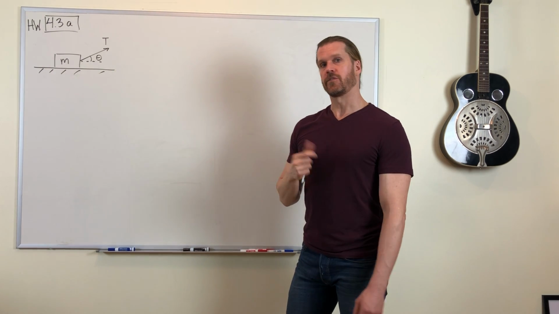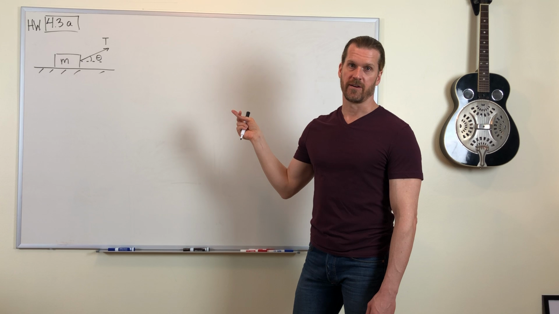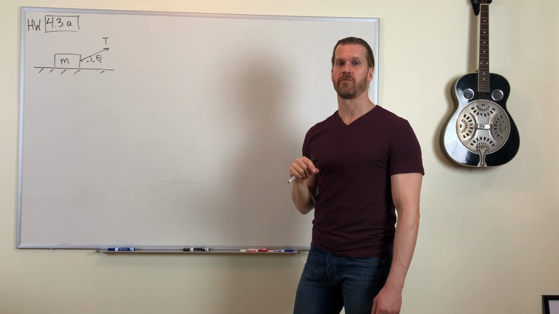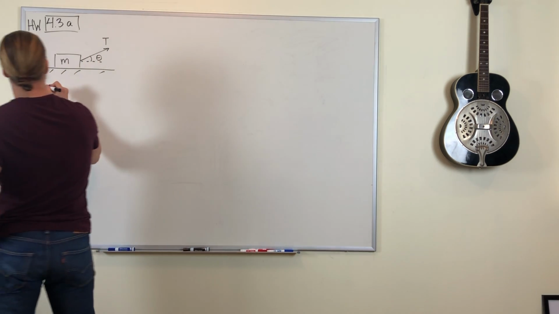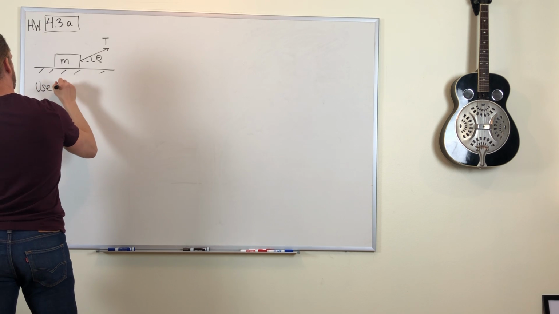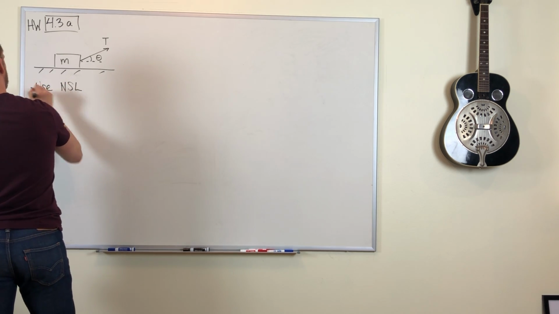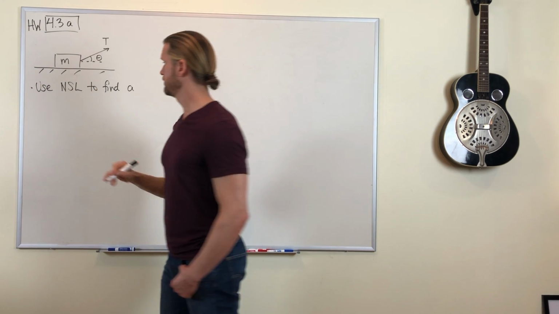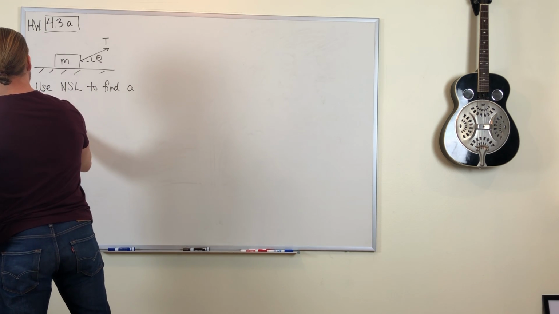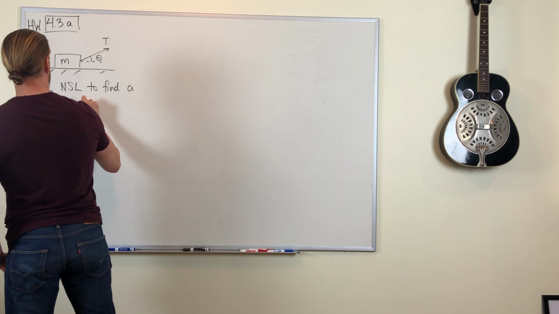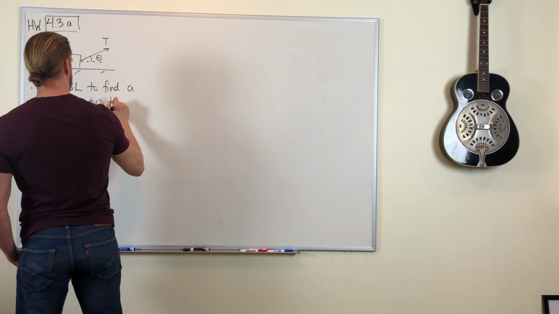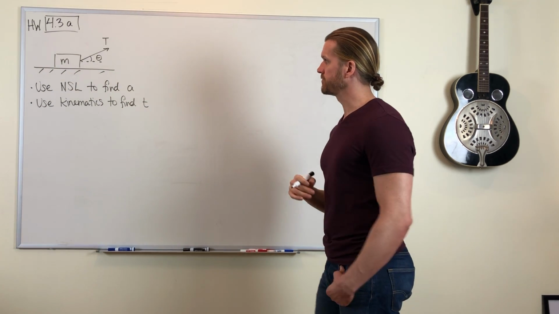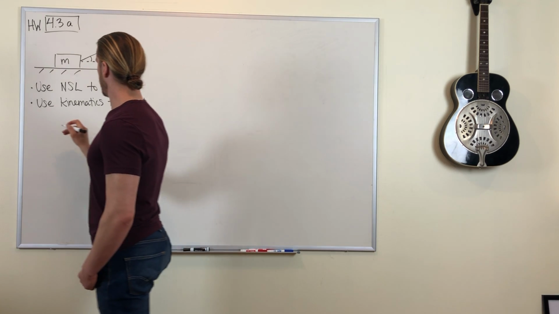So the process we need to do is first figure out the acceleration of the box using Newton's laws, and then use kinematics to solve for the time. So we'll use Newton's second law to find A, first of all, and then use kinematics to find the time. Okay, well, let's analyze this problem.